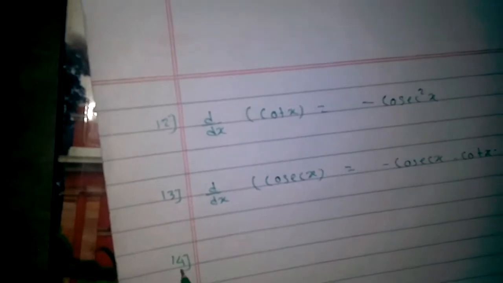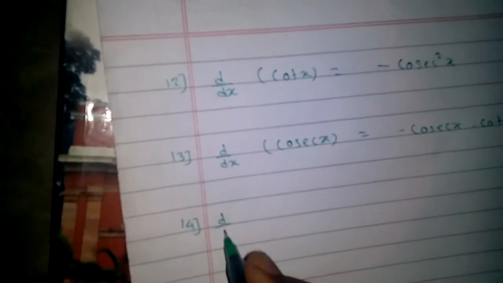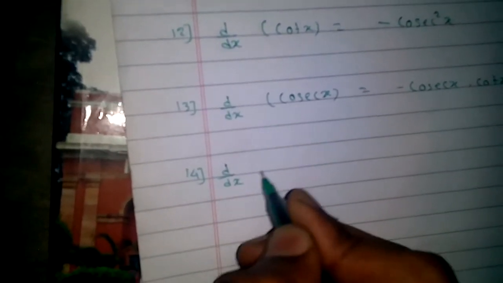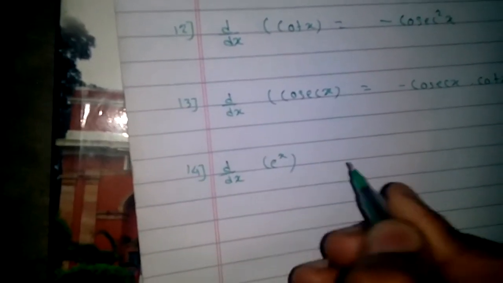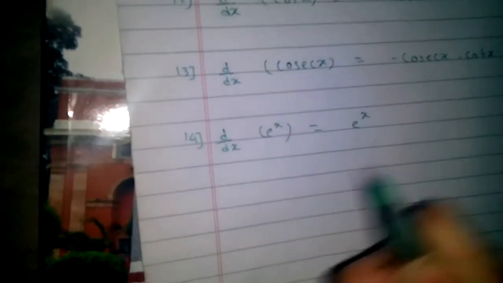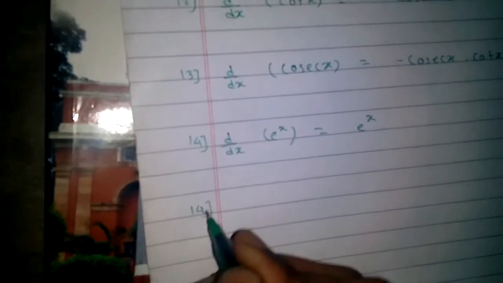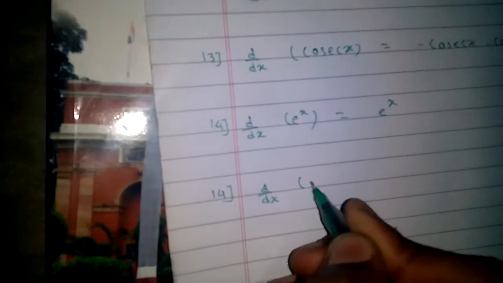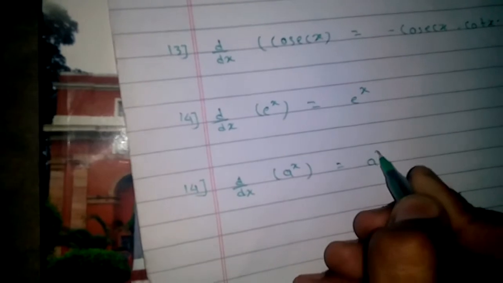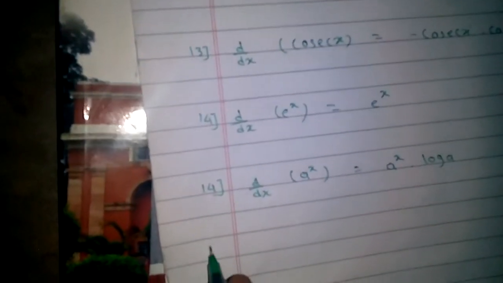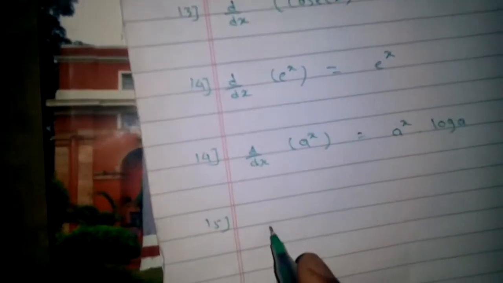Number 14: the derivative of e raised to the power x is e raised to the power x. Number 15: the derivative of a raised to the power x is equal to a raised to the power x into log a.